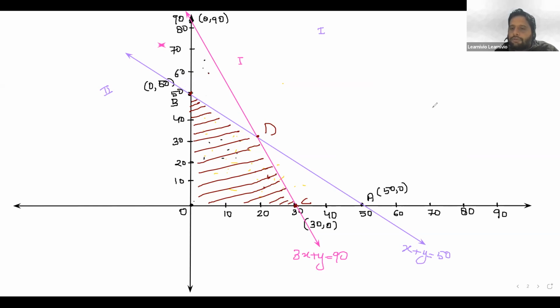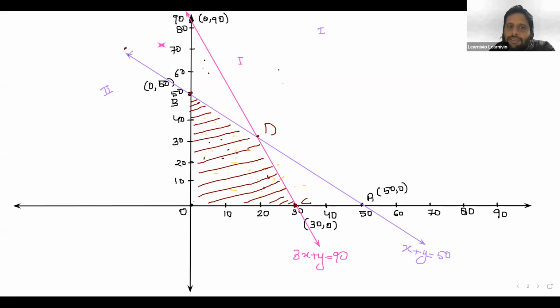Is it clear? How towards the line? Will you please unmute yourself and tell me what is meant by towards the line? Yes, sir. What is meant by towards the line? I'm not able to understand it. Like how it's towards the line. I'm not getting the point. Towards the line means, are you saying towards the origin? Yes. Okay.